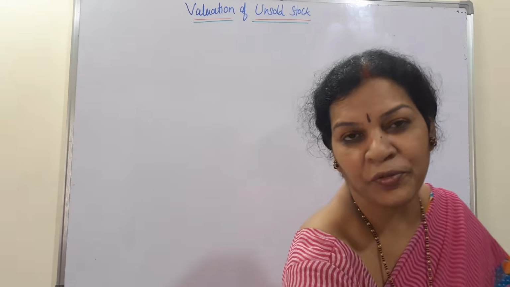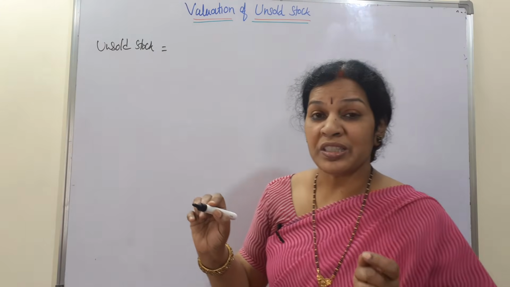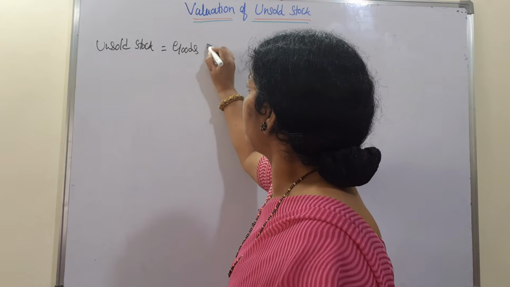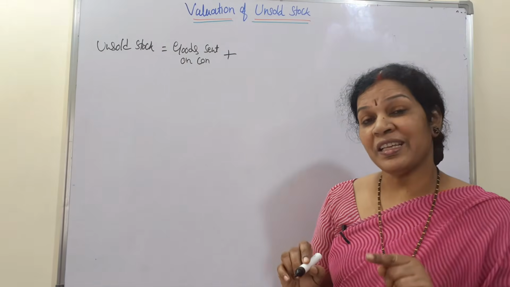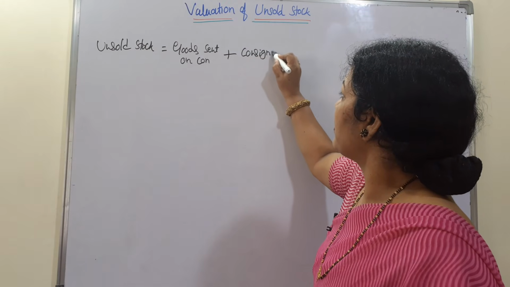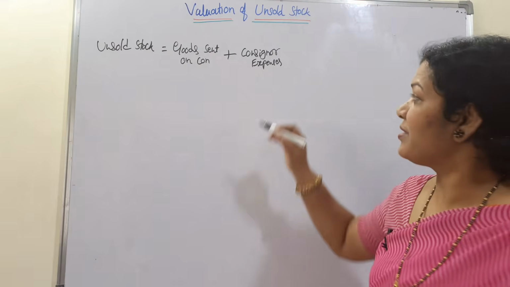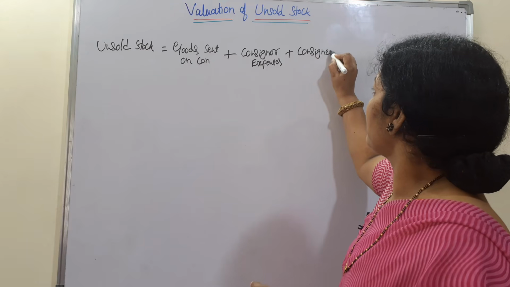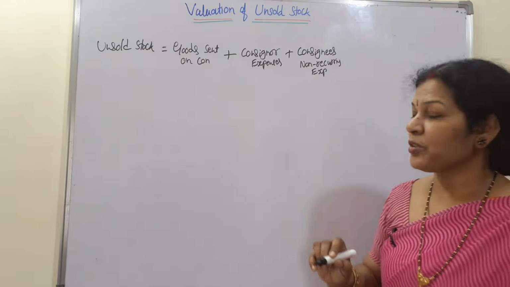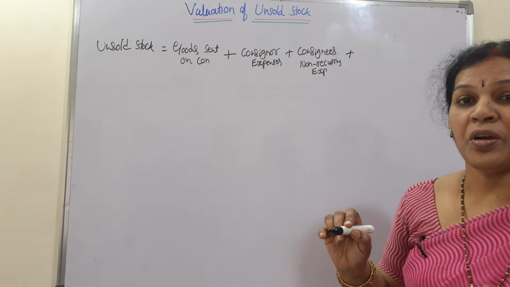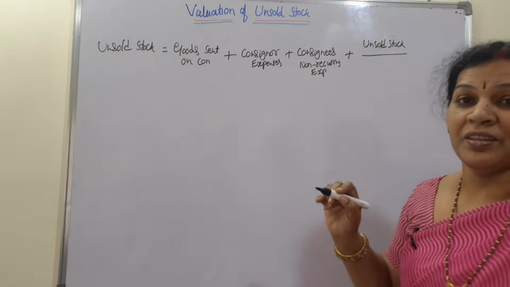How do we calculate? For that there is a formula. So the formula is: unsold stock is equal to goods sent on consignment plus consignor expenses plus consignee's non-recurring expenses, into unsold by total stock.